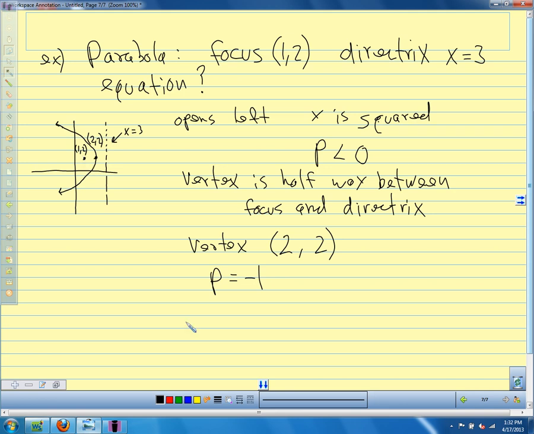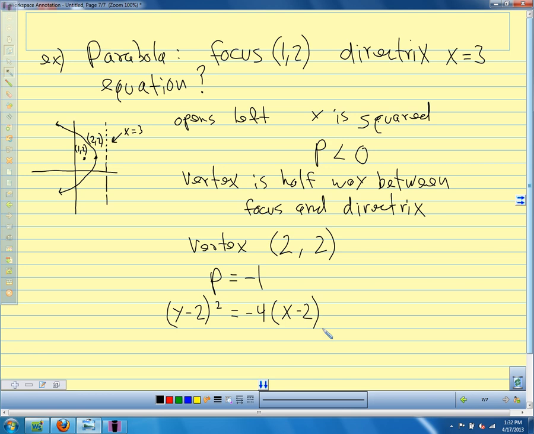And now we're set. Our equation is going to be y minus k, which is this coordinate in my vertex, squared, equals 4p. 4 times negative 1 is negative 4, times x minus h, and I'm set. There's my equation for my parabola. Questions on that example?